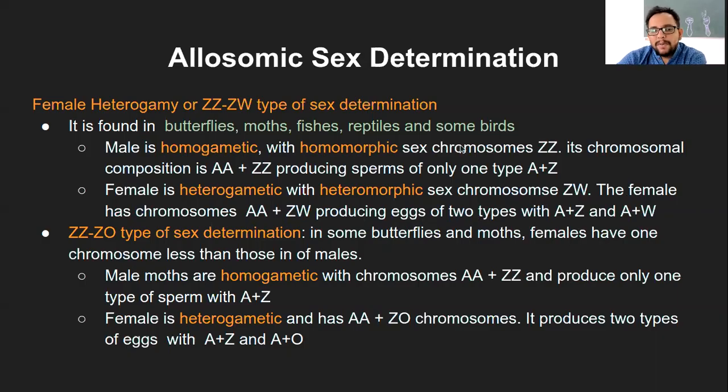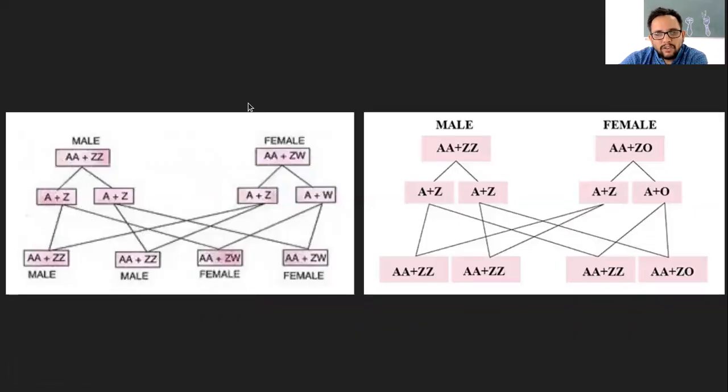So that is one type of sex determination in female heterogamy, and it is called ZZ-ZW type of sex determination. That is again shown here. Male will have AA and ZZ, homogametic. Female has AA plus ZW, heterogametic, because it will produce two different gametes. Male will produce one gamete. Again 50% chance of making male, 50% chance of making female, and the gamete fusion will happen. So that is female heterogamy in one type.